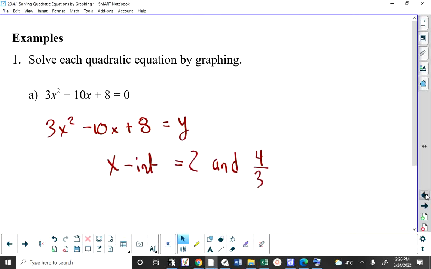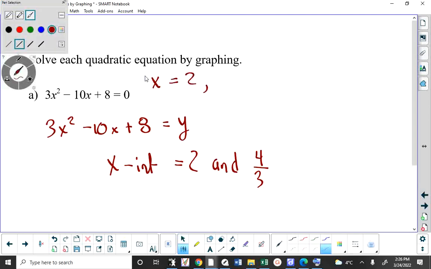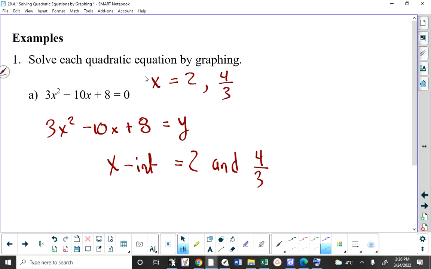So what does this mean? It means that the two x-intercepts are 2 and 4/3. So the solutions are x equals 2 and x equals 4/3. I would be very hesitant in putting a comma down here where we have x-intercepts, because you might think that's an xy ordered pair. That's it.